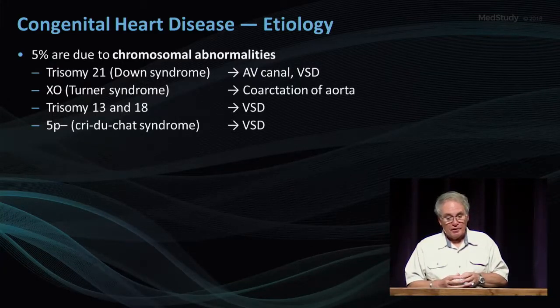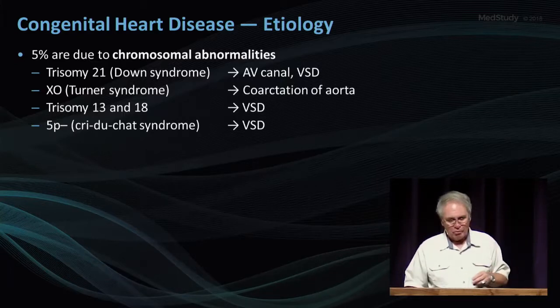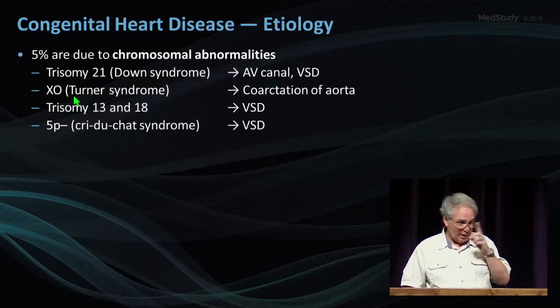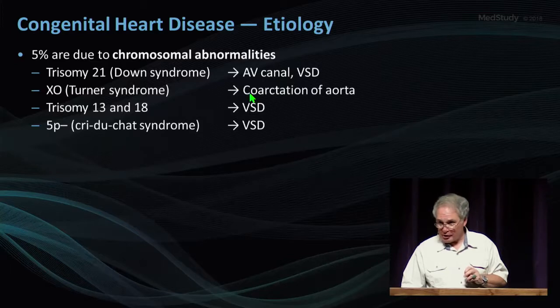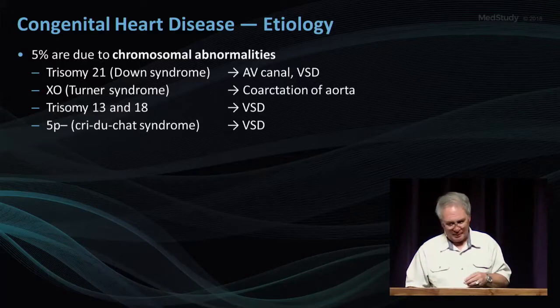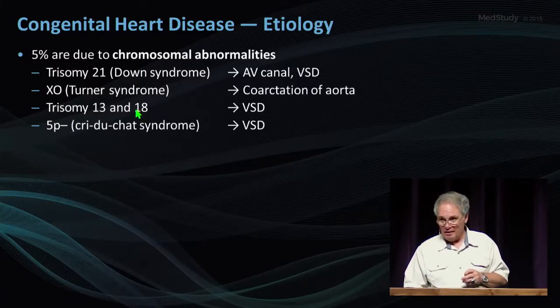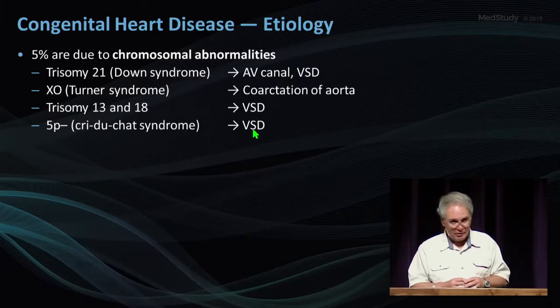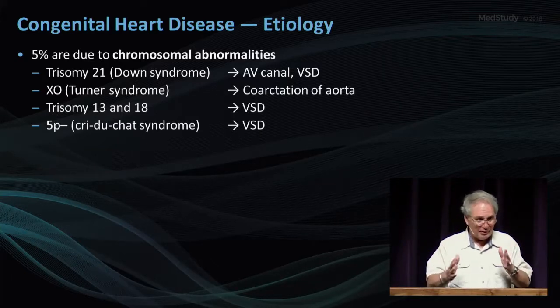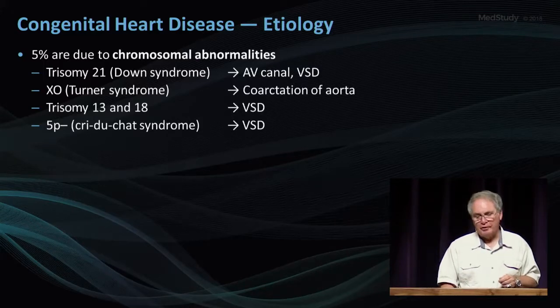5% of congenital heart disease are due to chromosomal abnormalities, numbers of chromosomes. So, for example, and this is an association you have to know, trisomy 21, Down syndrome, the endocardial cushion defect or AV canal defect. XO, one X chromosome, Turner syndrome, is associated with coarctation of the aorta. There's no easy way to remember this other than to remember it, okay? Trisomy 13 and 18 are associated with ventricular septal defects, and Cri-du-Chat syndrome the same. So these are examples of, I'm going to call them, simple chromosomal abnormalities that are associated with congenital heart disease.